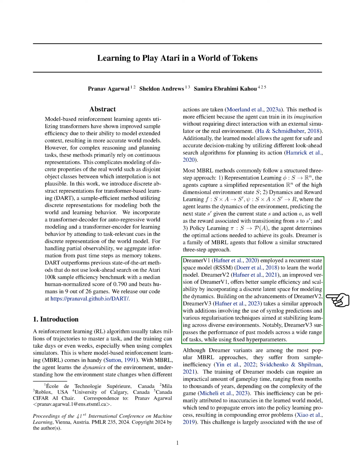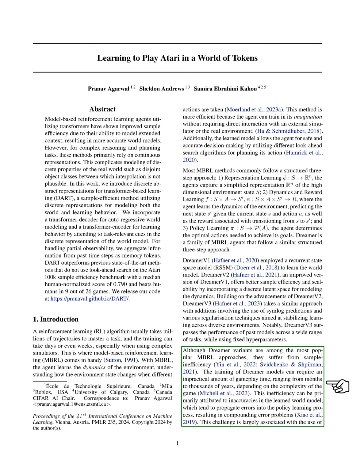Dreamer v1 used a specific model to learn about the world. Dreamer v2, an improved version, is more efficient and scalable by including a discrete latent space for modeling dynamics. Building on this, Dreamer v3 incorporates SymLog predictions and various techniques to stabilize learning across different environments. Dreamer v3 outperforms past models across various tasks while using fixed parameters.